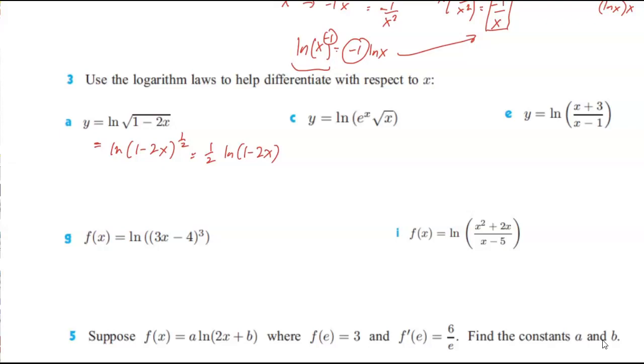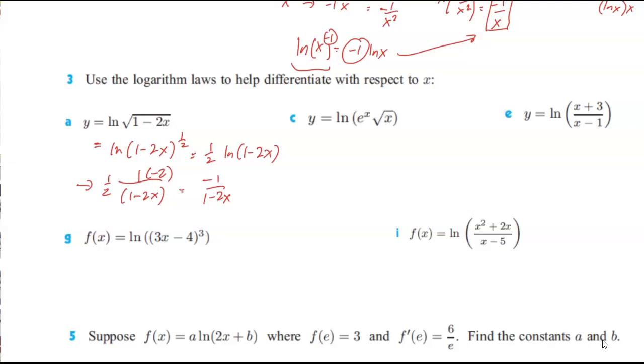So now when we take the derivative of it, we just leave the 1/2 in front, and then we take the derivative of the inside. And then the chain rule, we would put negative 2 on top. Remember, chain rule, you're always multiplying on top by the chain rule result. So I could cancel out the 2's, and I would end up with negative 1 over 1 minus 2x. Okay.